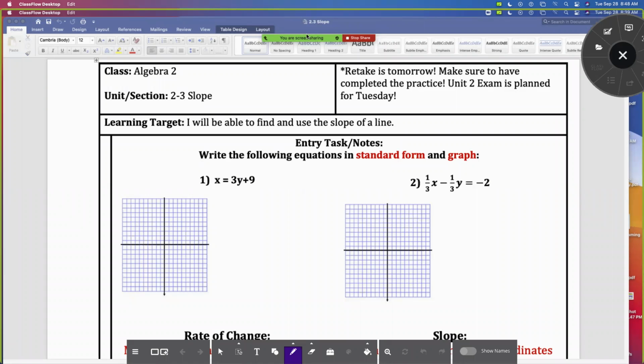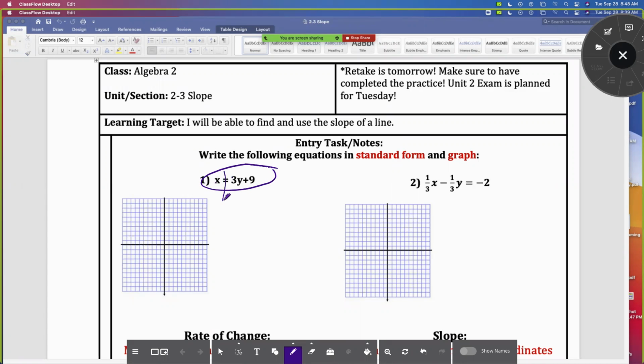All right, so notice I have two equations here, and I want you to write the following in standard form and to also graph them. So the first thing I see in this first example right over here is that that is not in standard form, because in order to be in standard form, my x and y have to be on the same side. So clearly my x is on one side of the equation and my y is on the other.